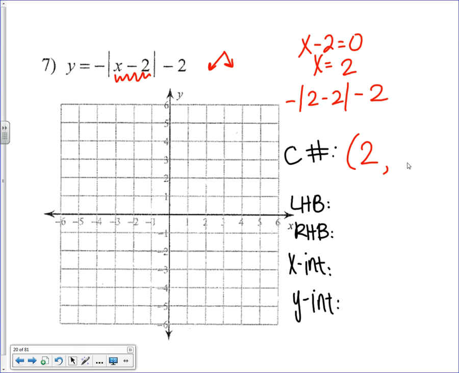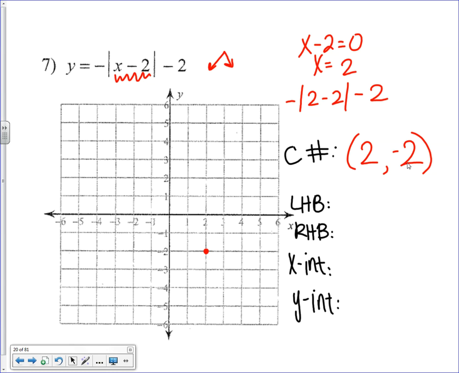You guys see how this negative doesn't really matter because 0 is still just 0? And then minus 2 is negative 2. 2 minus 2 is 0. Absolute value of 0 is still 0. Now make 0 negative. It's still 0, right? And then minus 2 gives me negative 2. 0 is neither positive nor negative.